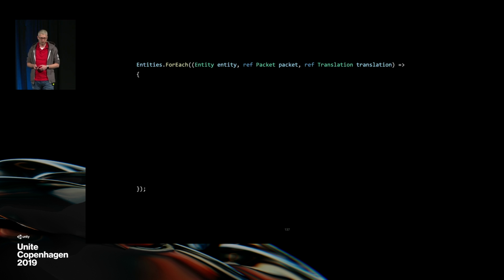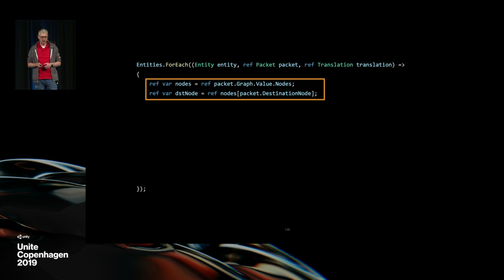Now let's just look at using this data at runtime. I just have a simple Entities.ForEach. And then I grab the nodes from the graph.Value, which gives me back my node graph, and then .nodes, which gives me back that array of nodes. Then I can just index into that array like any other and get my destination node.